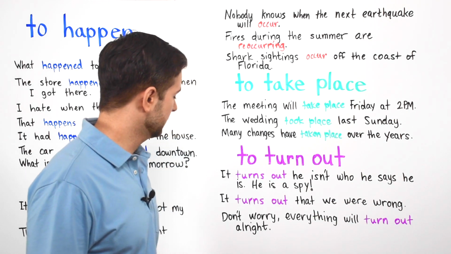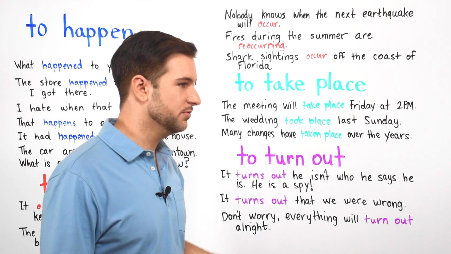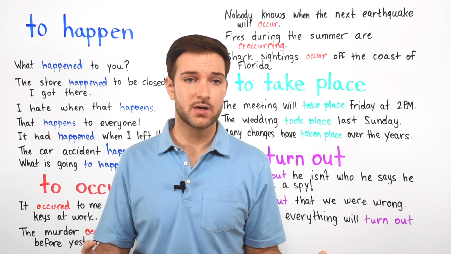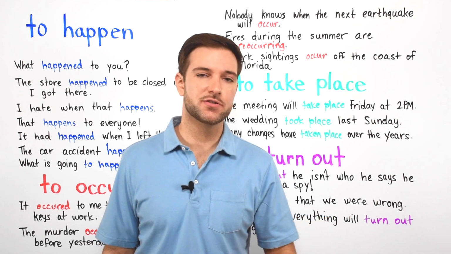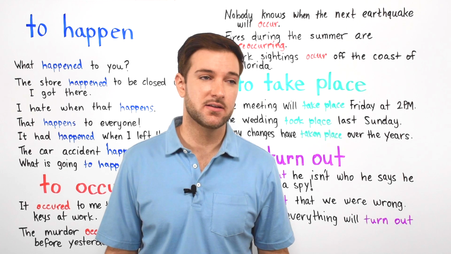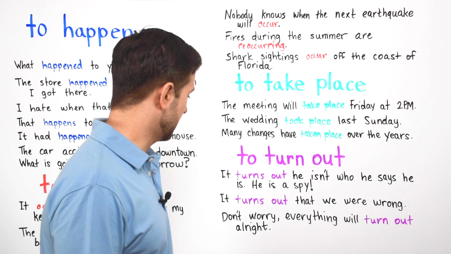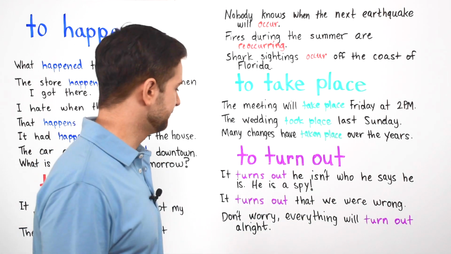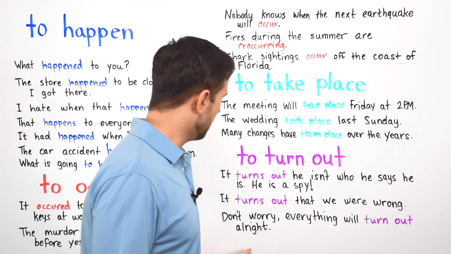It turns out that we were wrong. You say something over and over again, you think you're right, but then you realize, turns out that we were wrong. We're not right, we're wrong. So you don't expect these things. They're not anticipated.